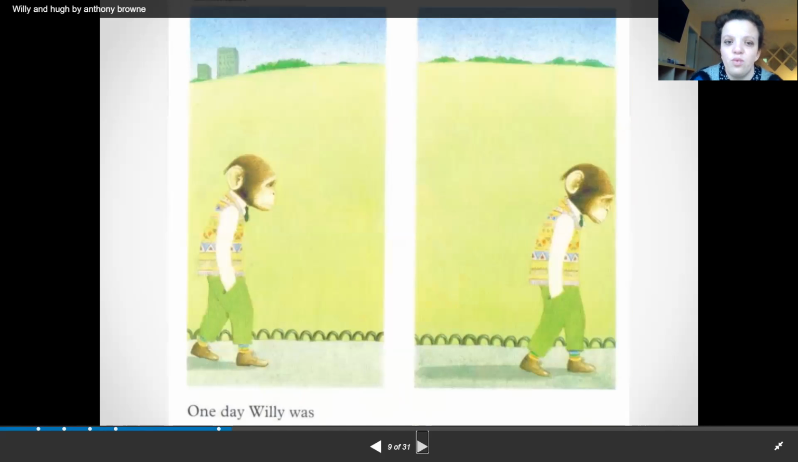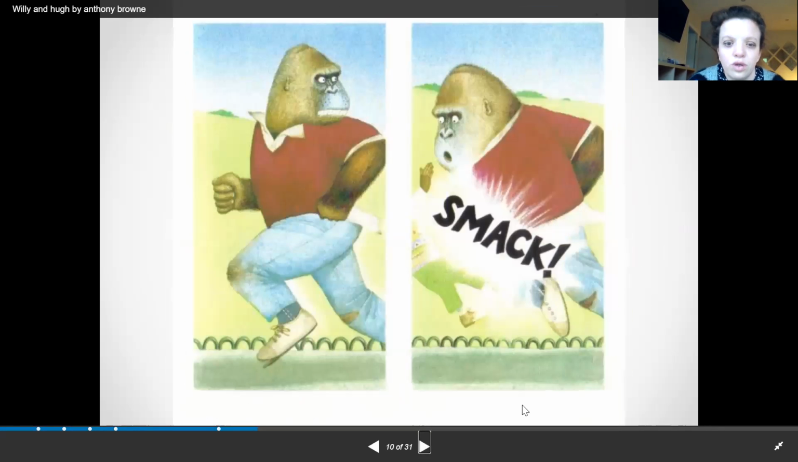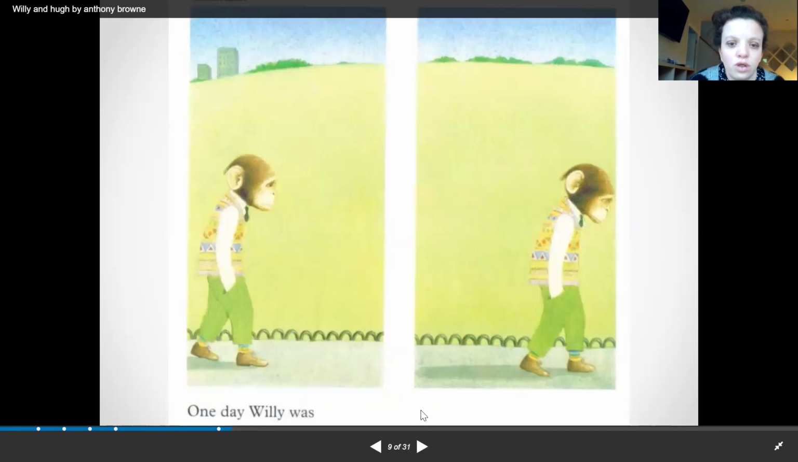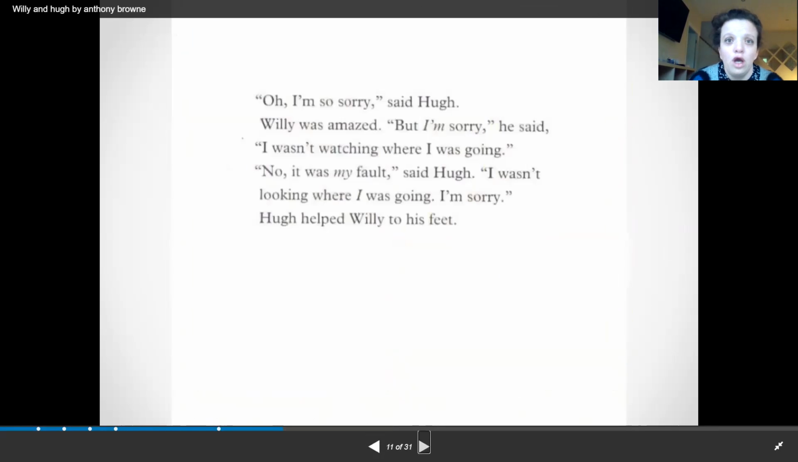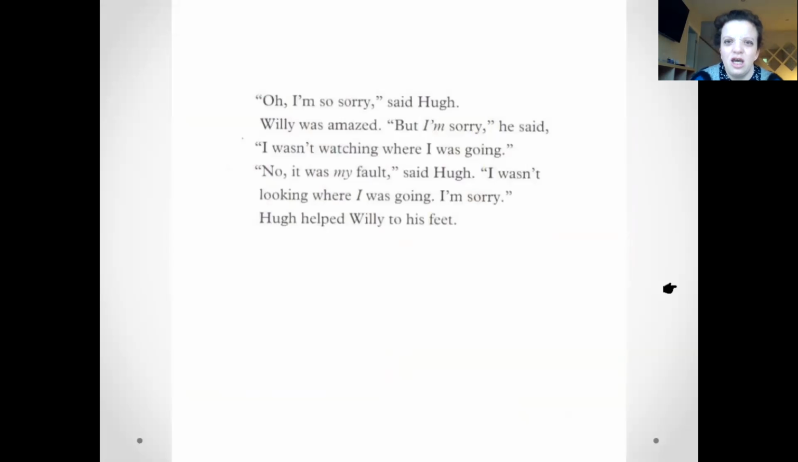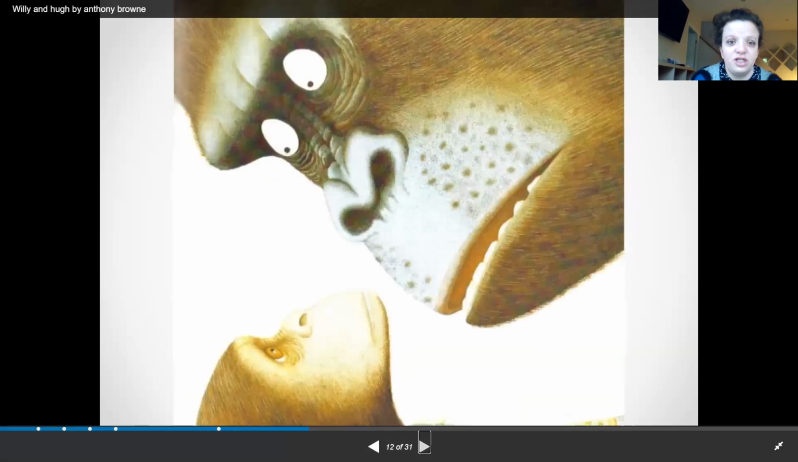One day, Willie was walking home when he saw this other friend, and he went smack into him. "Oh, I'm so sorry," said Hugh. That was the friend. Willie was amazed. "But I'm sorry," he said. "I wasn't watching where I was going." "No, it was my fault," said Hugh. "I wasn't looking where I was going. I'm sorry." Hugh helped Willie to his feet. It's kind, wasn't it? That was a nice thing to do.